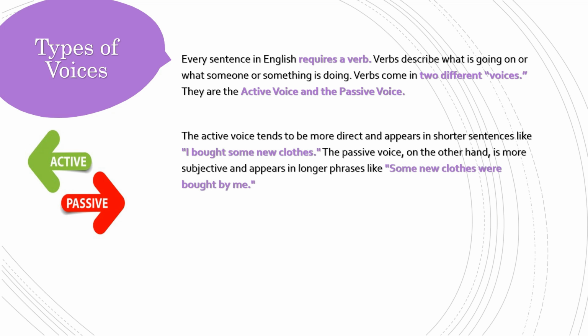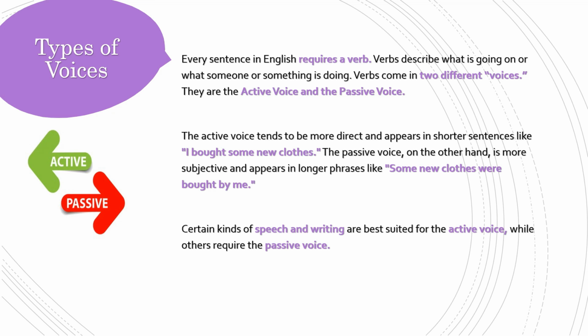The active voice tends to be more direct and appears in shorter sentences like, I bought some new clothes. The passive voice, on the other hand, is more subjective and appears in longer phrases like, some new clothes were bought by me. Certain kinds of speech and writing are best suited for the active voice, while others require the passive voice. In this lesson, we will learn all about active and passive voice.